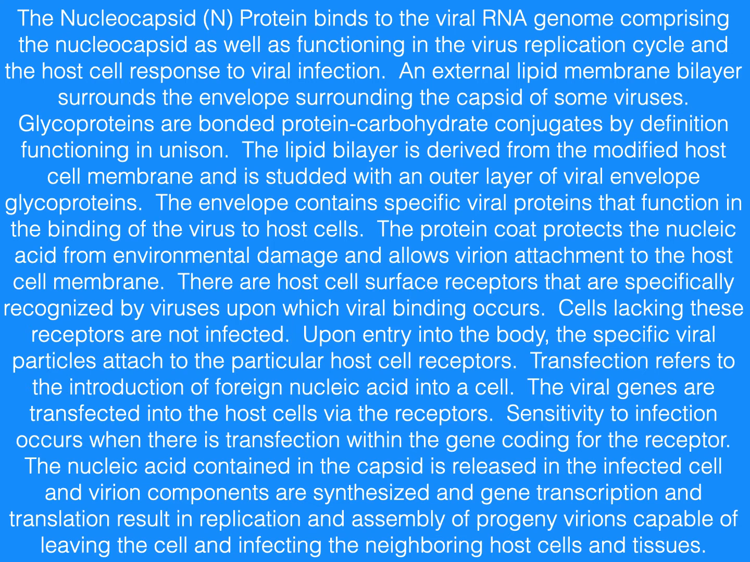There are host cell surface receptors that are specifically recognized by viruses, upon which viral binding occurs. Cells lacking these receptors are not infected. Upon entry into the body, the specific viral particles attach to the particular host cell receptors. Transfection refers to the introduction of foreign nucleic acid into a cell. The viral genes are transfected into the host cells via the receptors. Sensitivity to infection occurs when there is transfection within the gene coding for the receptor.